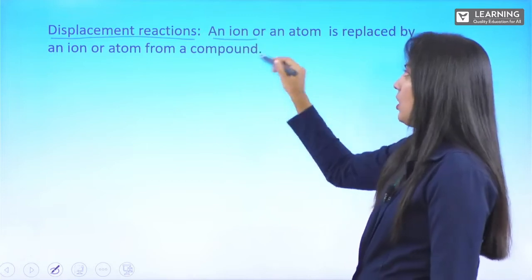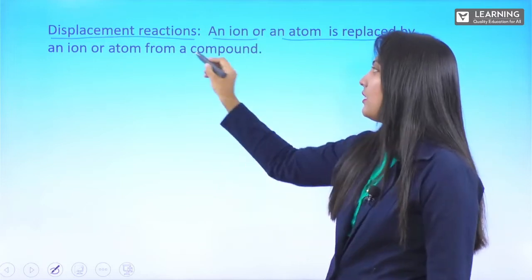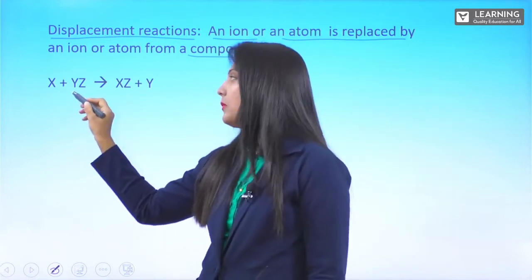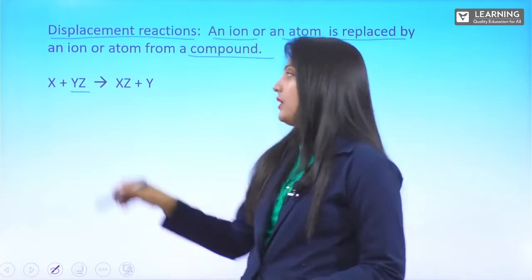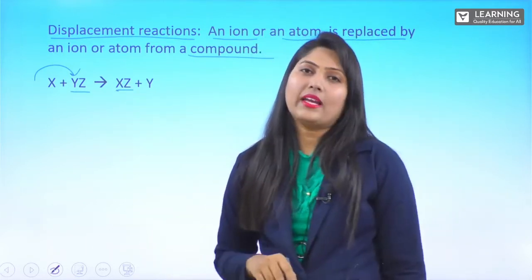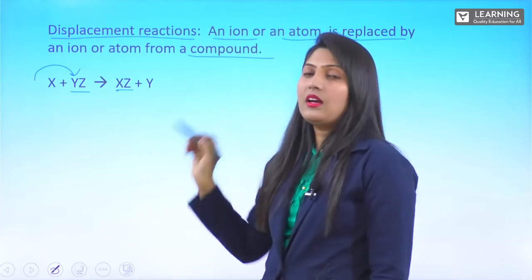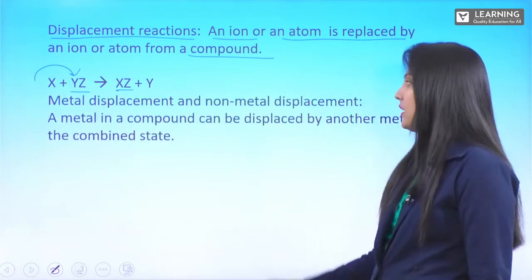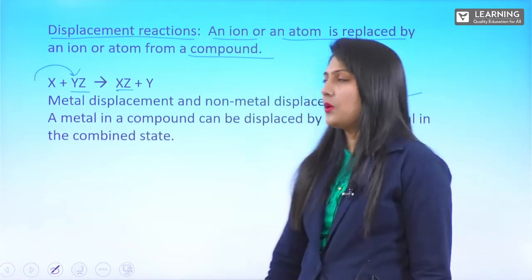So an ion or an atom is being replaced by an atom or an ion from its compound. For example, if I have X plus YZ, YZ is a compound which is made up of Y element and Z element. This X comes and kicks out Y. It takes the place of Y. So the compound which is formed is XZ and Y is elemented out, or it has been taken out. Metal displacement and non-metal displacement are the two methods which we can find in displacement reactions.